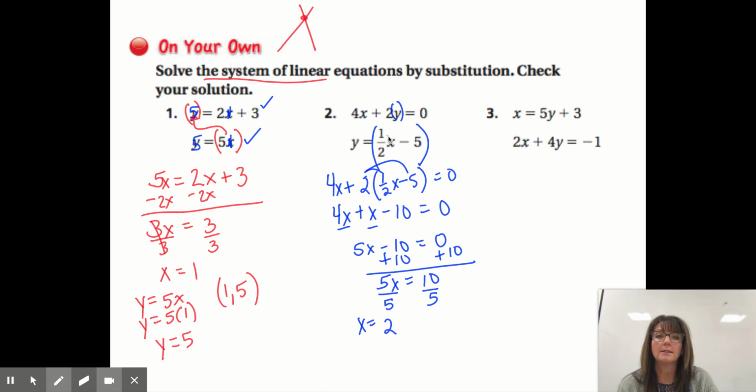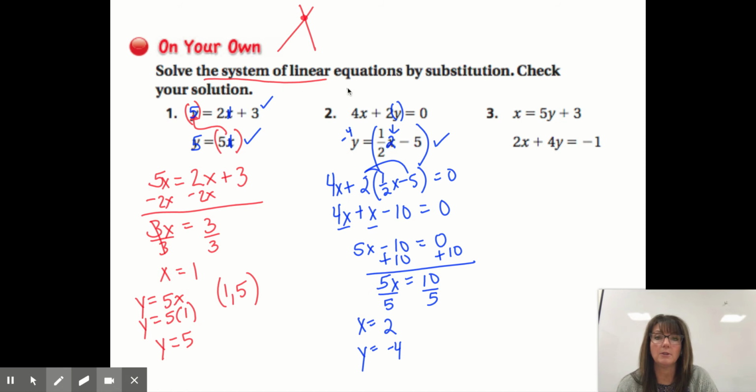Okay, if x is equal to 2, we want to substitute that in right here, right? And we know that half of 2 is 1. 1 minus 5 makes this a -4. So y would be equal to -4. So we know that it works for this equation.